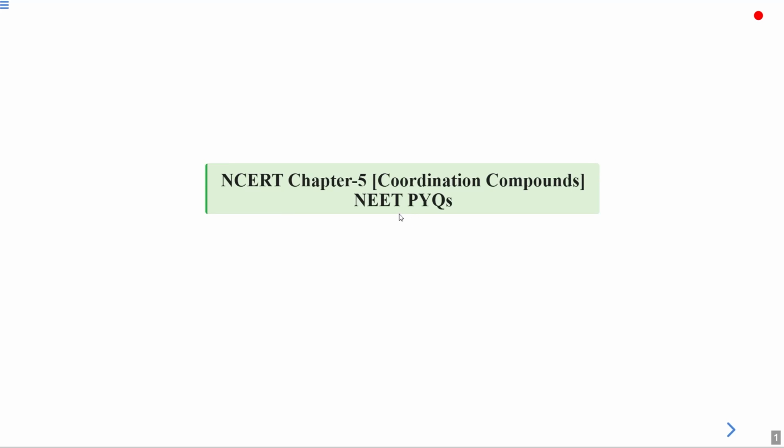As you all know, we are going to practice some NEET PYQs that have appeared previously in the NEET examinations. So let's begin today's topic, that is NCERT chapter 5 coordination compounds NEET PYQs.